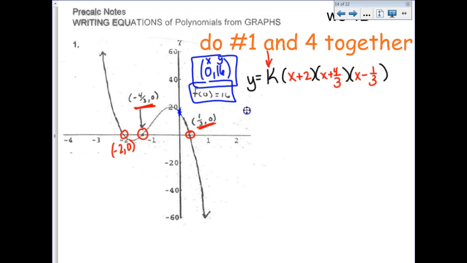Here we go. Instead of y, we're going to write 16 equals, I have no idea what k is, leave it alone. And then x, for all of these x's, we're going to use a 0. So we have 0 plus 2 times 0 plus 4/3 times 0 minus 1/3.